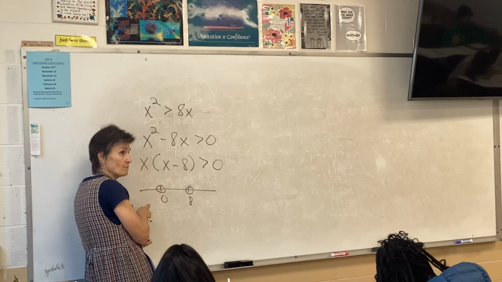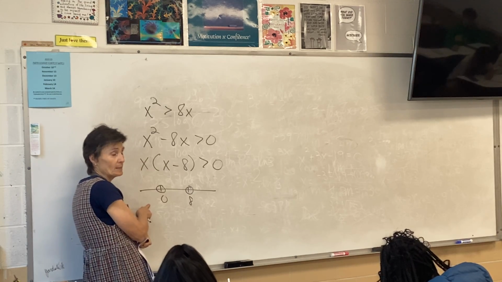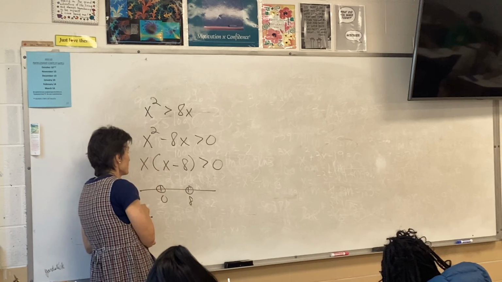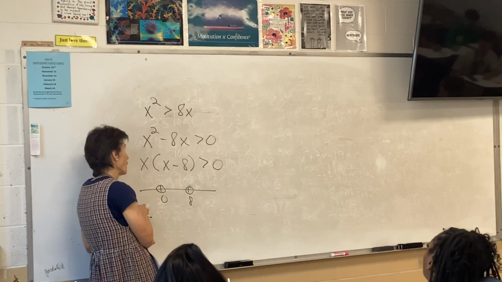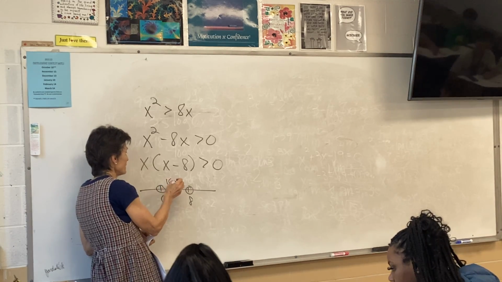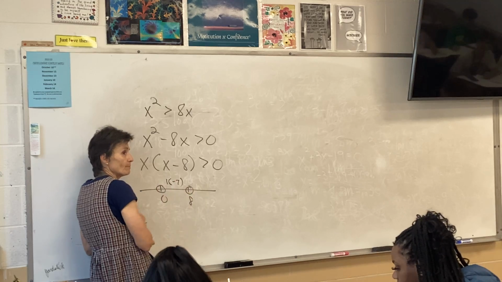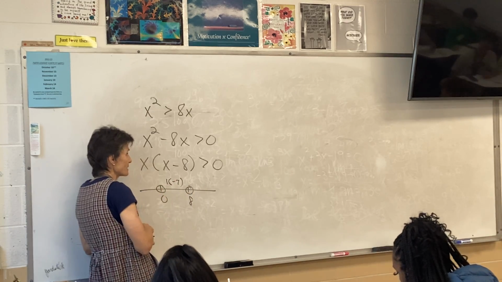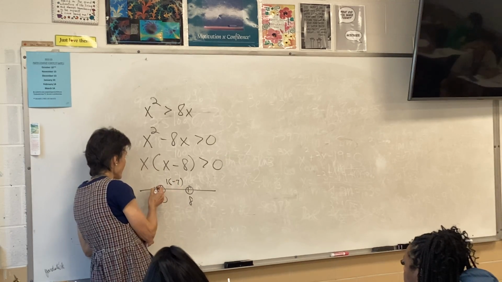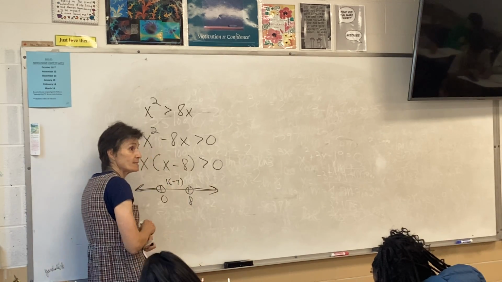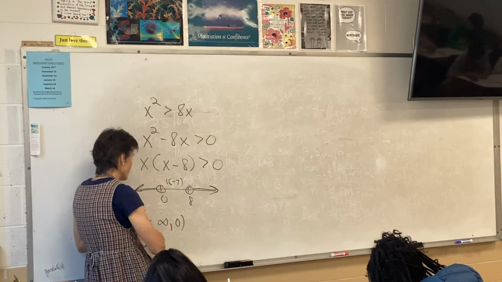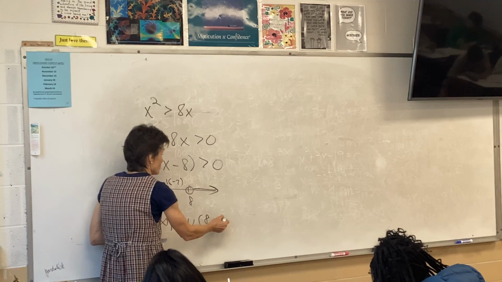Figure out where I'm shading by plugging in something. Now, I love 0, but I can't use 0, so I have to pick a different number. So maybe 1. So if I use 1, which is in here, I would have 1 times negative 7. Is 1 times negative 7 bigger than 0? Nope. So I don't shade there, so I'm going to shade the outside. And my answer is negative infinity to 0 or 8 to infinity.